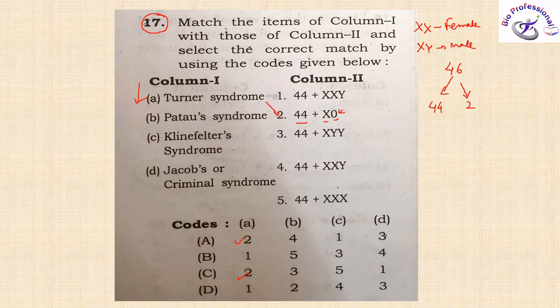Klinefelter syndrome, actually, is a condition where a male is born with one extra copy of the X chromosome. One extra copy of the X chromosome means this one, 44 plus XXY. It has only one X chromosome more. So you will find that this option is XXY, and this is also XXY. Let us see the next option, Jacobs or criminal syndrome. Actually here a male is born with one extra Y chromosome. So D will be 3. Let us see, D is 3. Okay, next, A2. Okay, A2. C is 1. So option A is correct here. So option A will be correct.